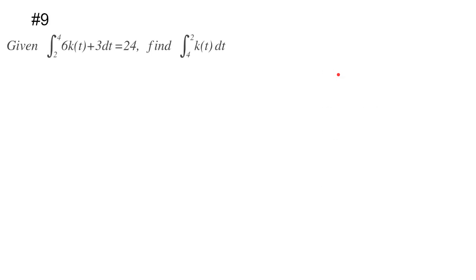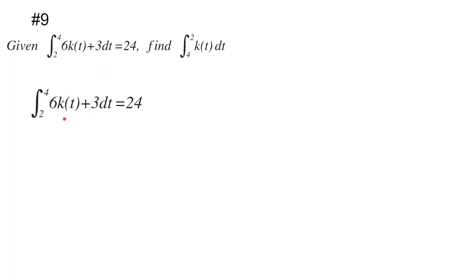For number 9, we're given this integral right here, and we know that it equals 24. And we're asked to find the integral from 4 to 2 of k of t dt. So right here, I'm just restating the original integral given in the problem. So we know that this equals 24.